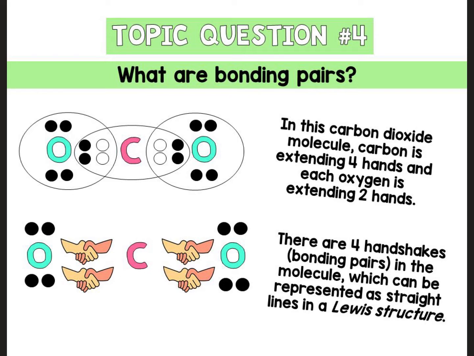However, although oxygen is happy and carbon is more happy than it was, the carbon is still not completely satisfied, so it continues to put out its other two unbonded and unpaired electrons and comes to an agreement with a second oxygen atom. Now, all three atoms are happy. They are working together to satisfy both their own and the other atom's needs. In total, there are 4 handshakes or bonding pairs in the molecule. This can be represented as straight lines in a Lewis structure.